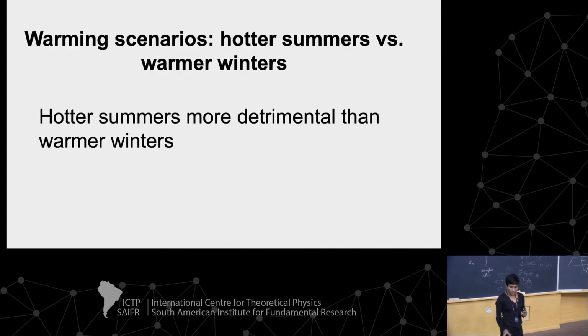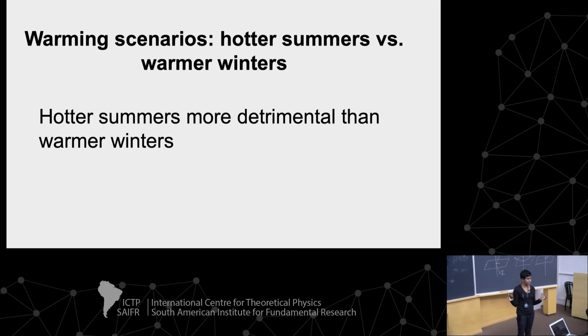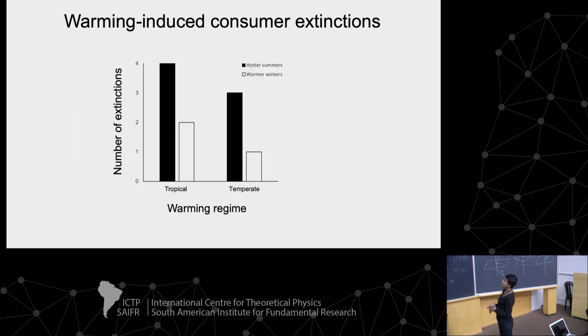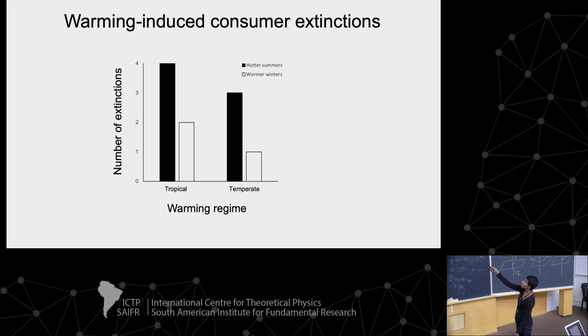So the last thing we want to ask is about this prediction, the IPCC prediction. Are hotter summers more detrimental than warmer winters? So let's look at this last case. So here I have plotted the number of consumer extinctions as a function of the warming regime for tropical and temperate habitats, latitudes, and the black bars are for hotter summers, white open bars are for warmer winters.